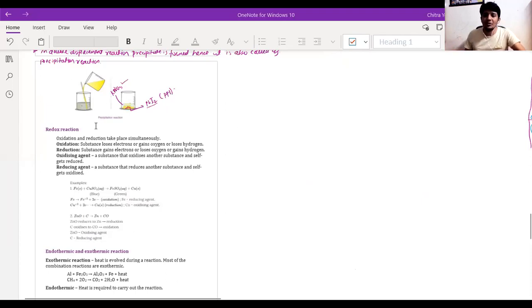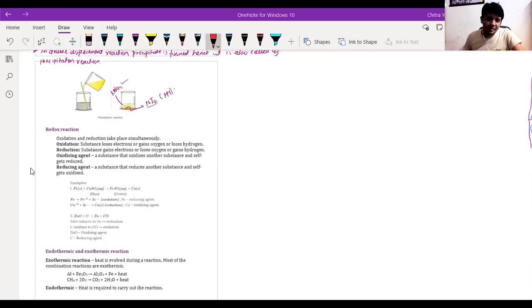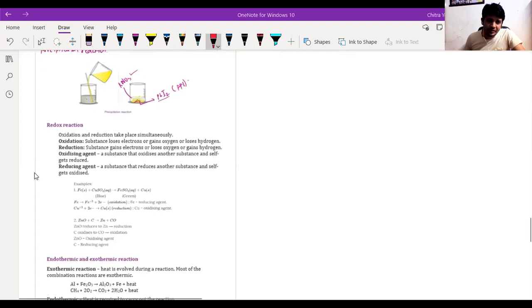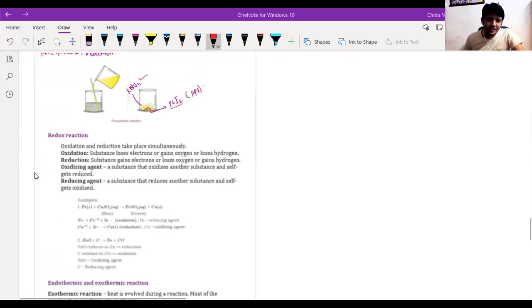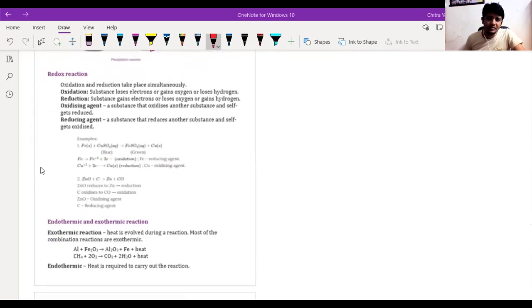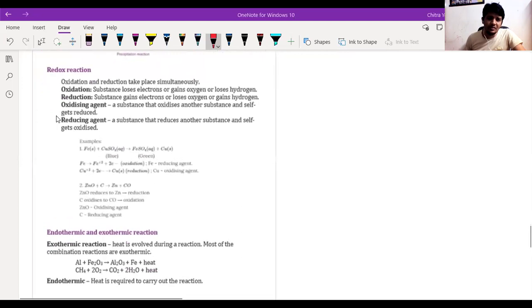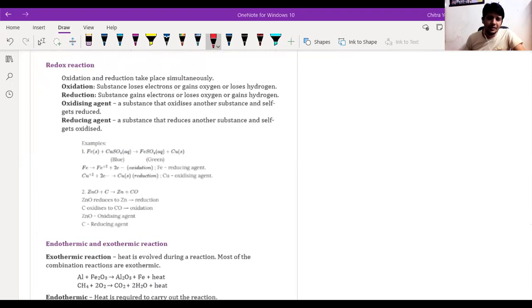So we will discuss today the redox reaction. Let me zoom in a little. Is it visible to all? Yes, sir, clearly. Okay.